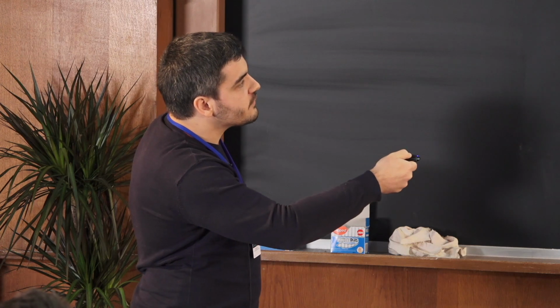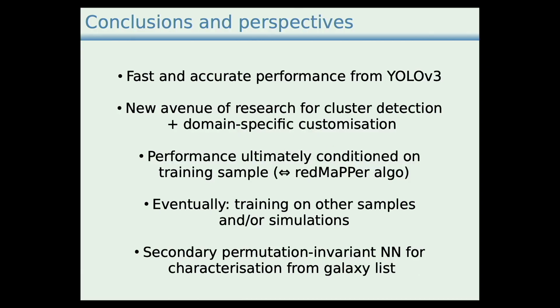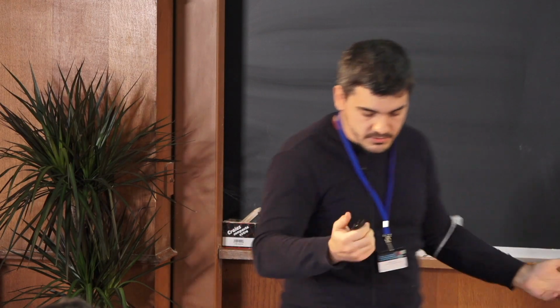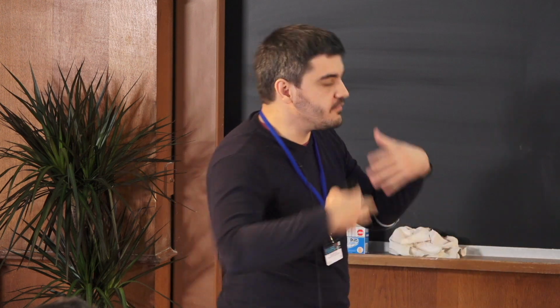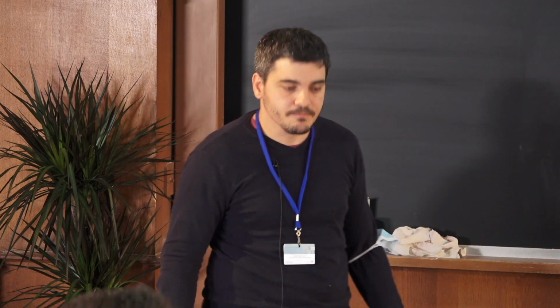I'll just briefly mention something that I didn't have time to talk about: we also add a secondary network at the end, a non-convolutional one, to do the characterization part of those galaxy clusters, redshift, mass, and so on. But I thank you for your attention, and if you have any questions, we can discuss them later.